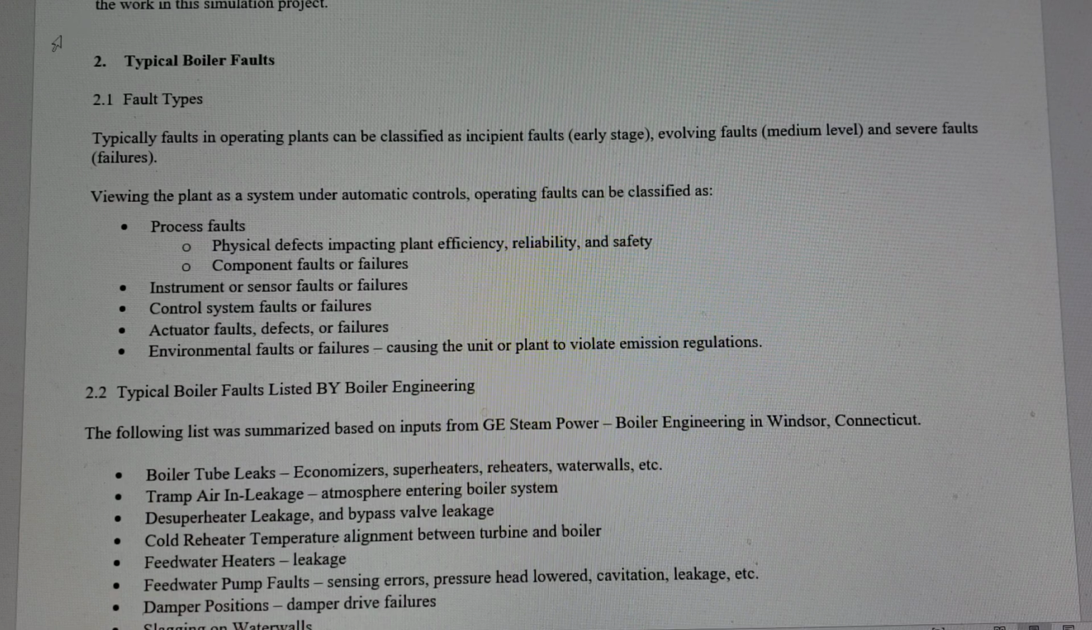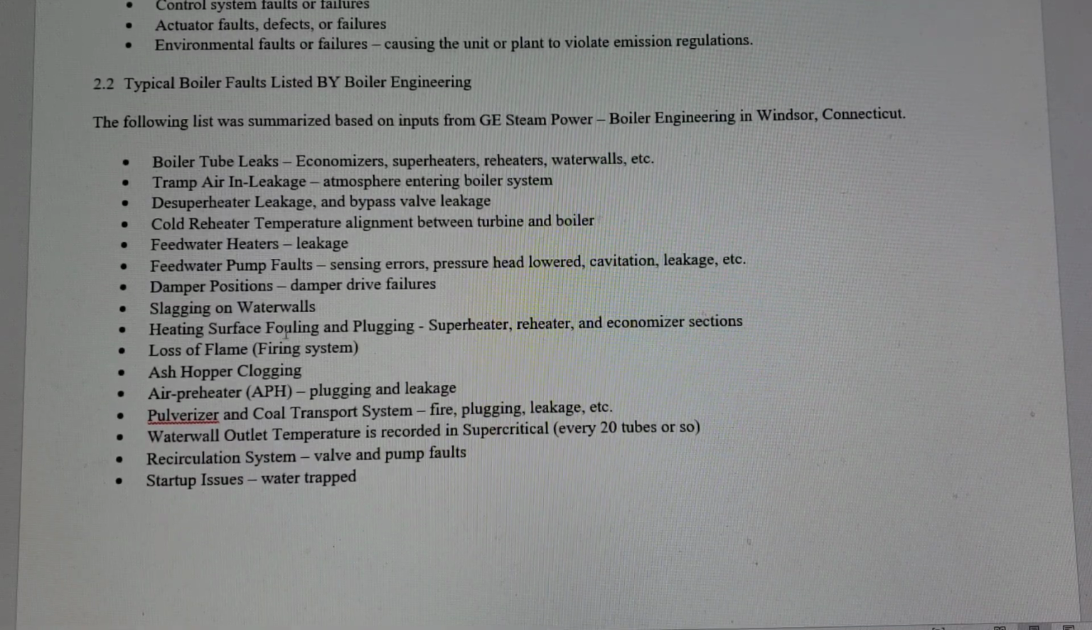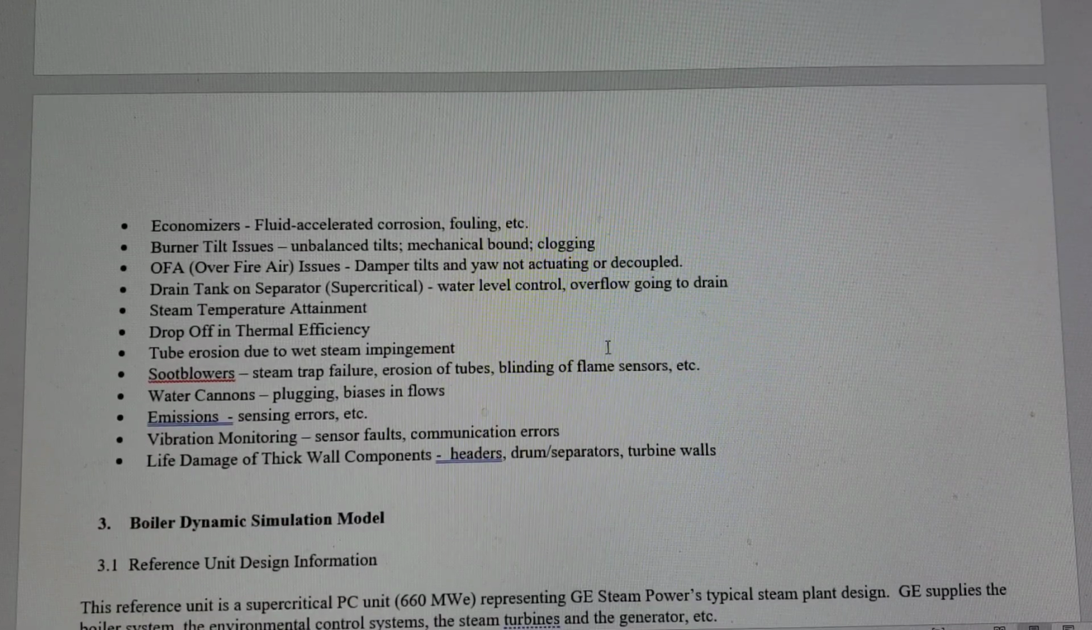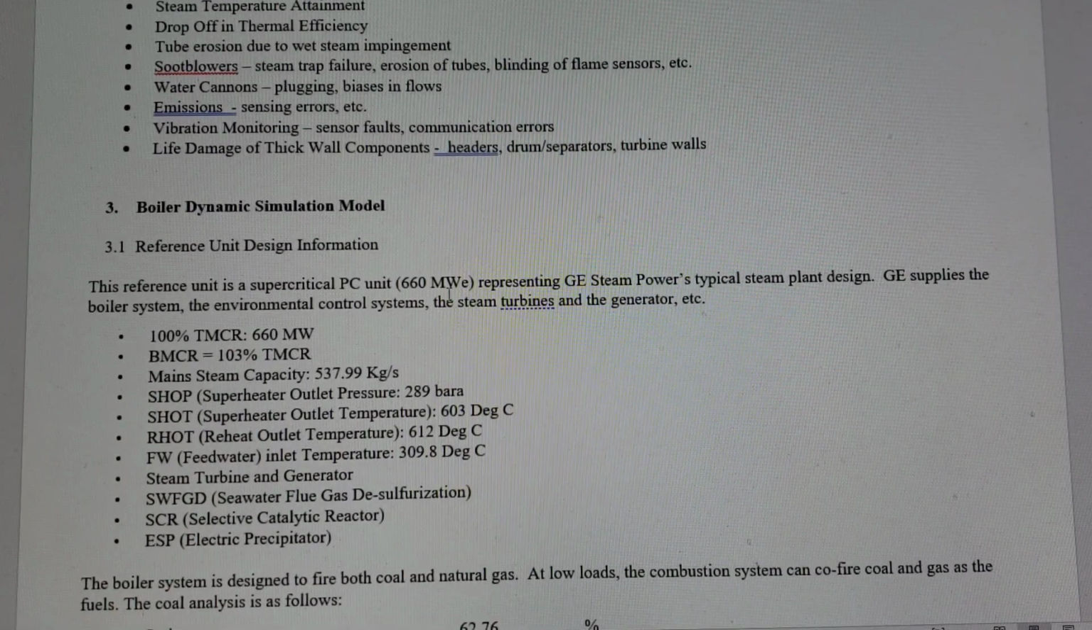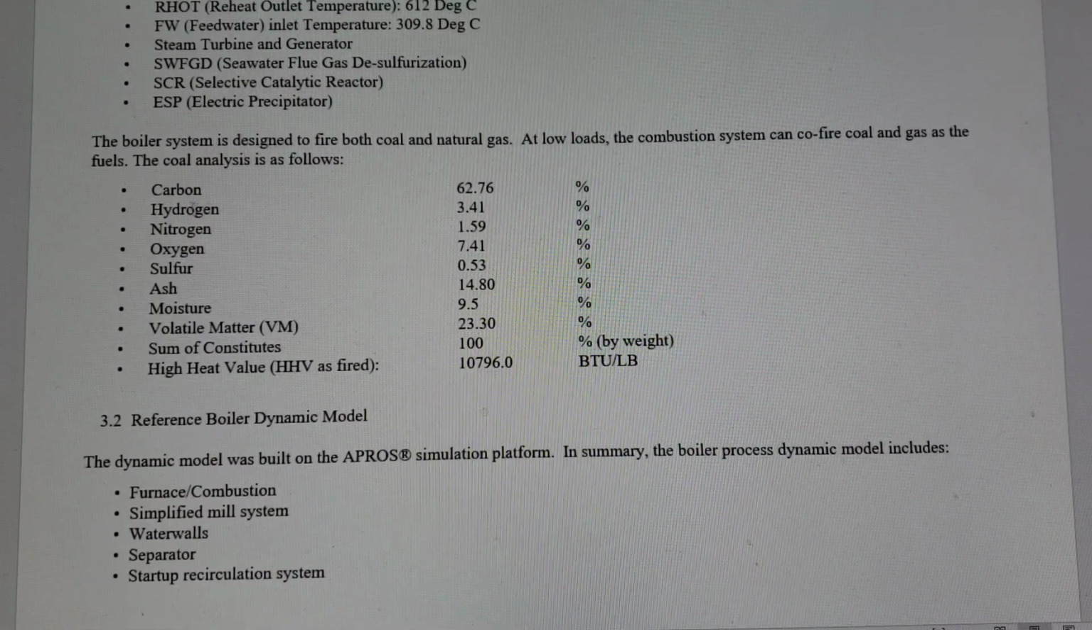Here we list the typical boiler faults. This is based on input from the boiler process experts. This is a list of typical faults that the experts recommended, and it is a big list. But to do the simulation, we prepared a model. We selected a reference model at this scale, 660 megawatt, and these are the parameters for the plant, and this is the fuel we use.